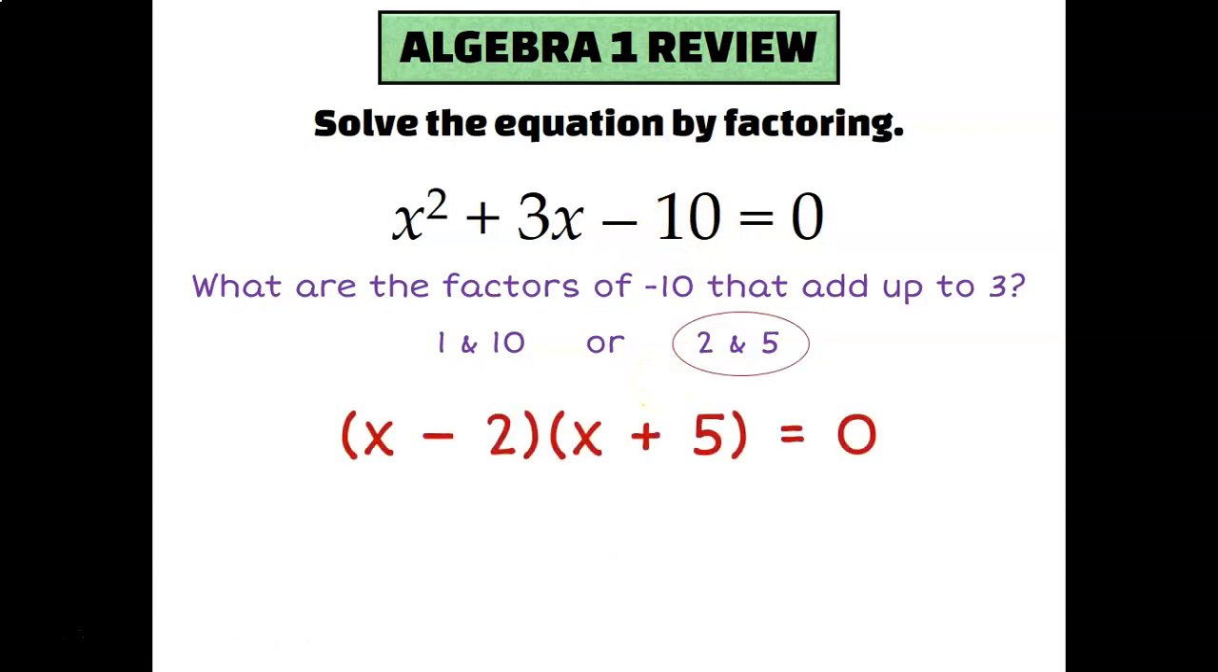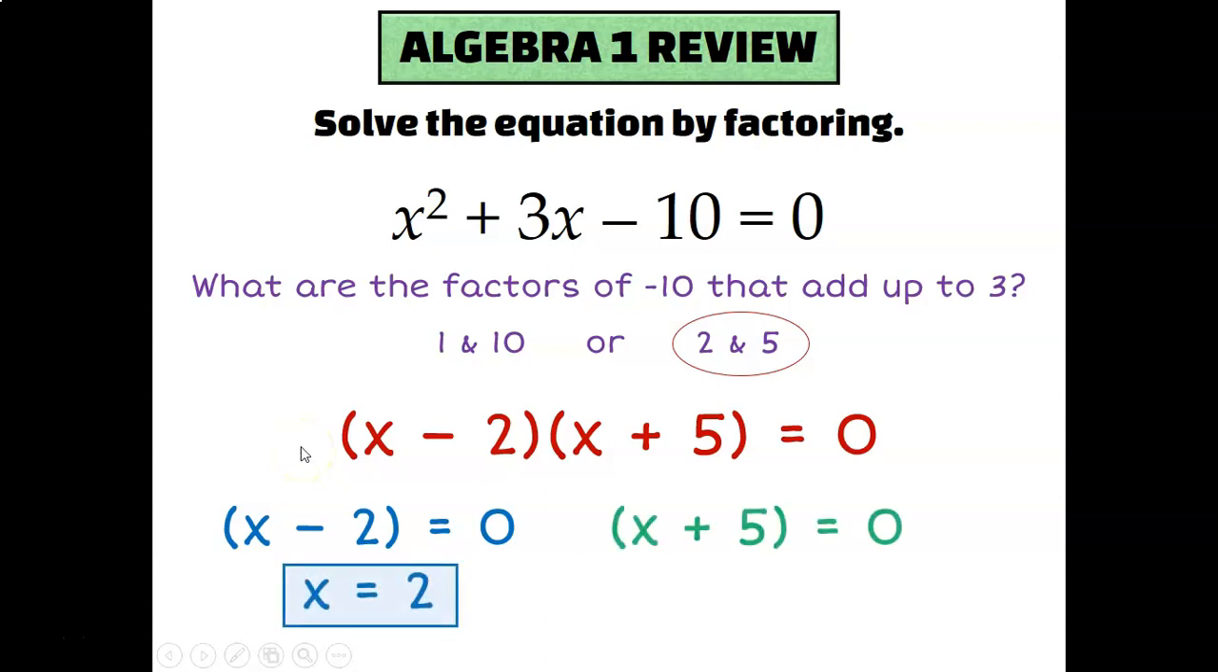So I'm going to write my factored form like this. X minus 2 times x plus 5. Or flip-flop, x plus 5 times x minus 2, but the negative has to stay with the correct number. The negative goes on the 2 and the positive goes on the 5 because we're adding up to a positive 3. So to solve, I'll set each of these equal to 0, and I get an answer of a positive 2 and a negative 5.